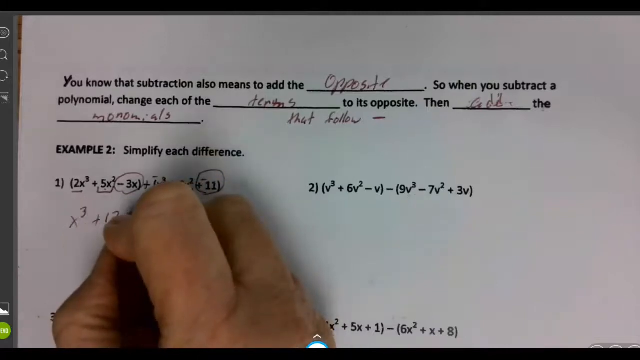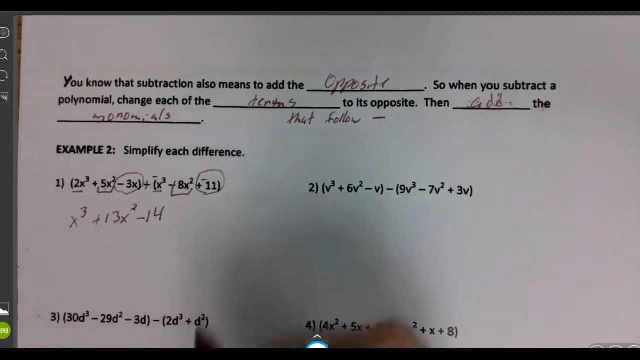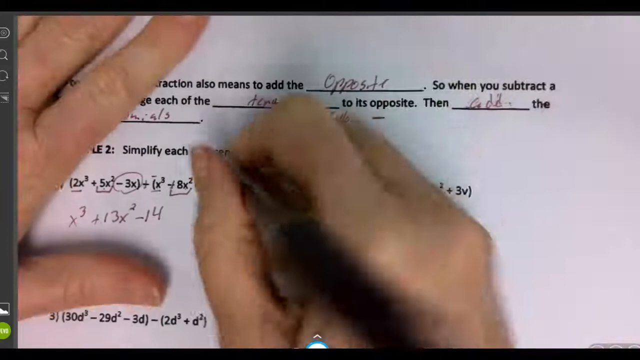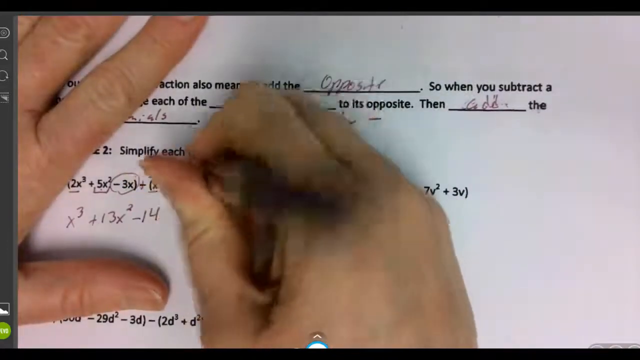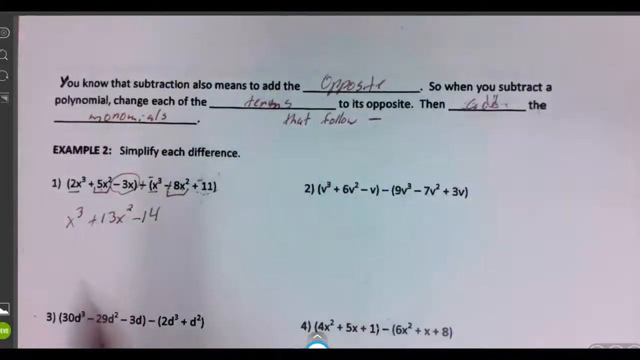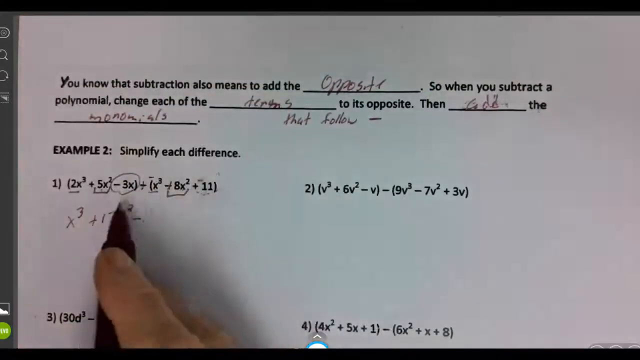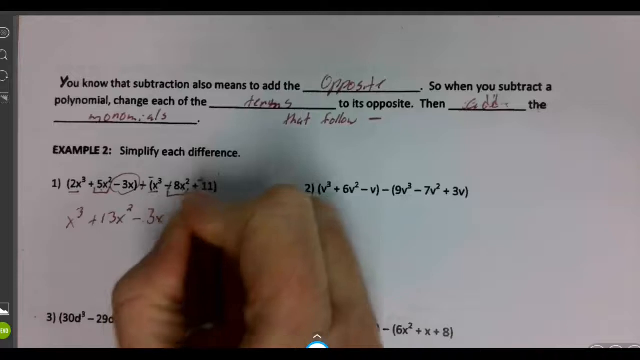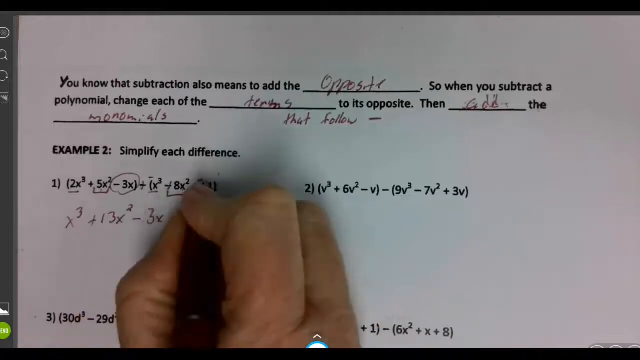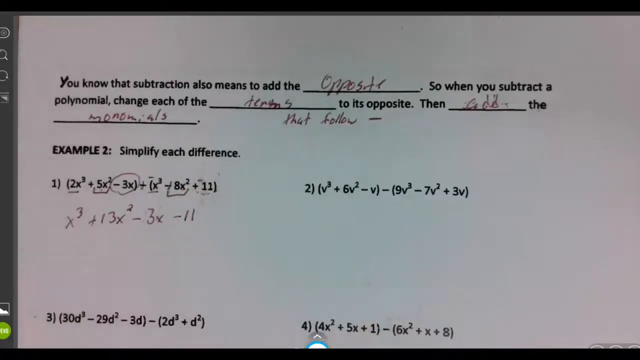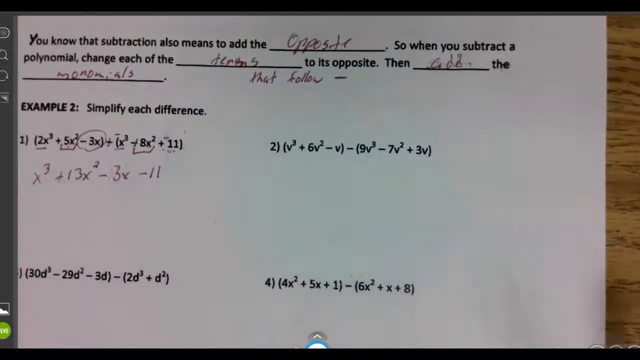Hey, let's put this on here. Oh, whoa, whoa, whoa. See my mistake? Look at that. Those are not like terms. Whoops, hold on. Not a like term. See, if I start getting cocky, that's what happens. So minus 3x, and then I just have this negative 11. Minus 11. Okay? Well, that was helpful, wasn't it? Okay, let's do this next one.